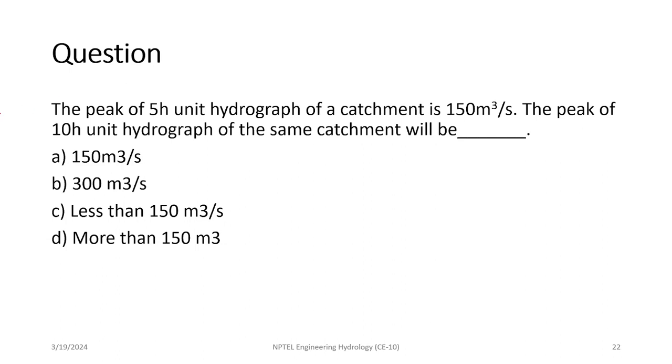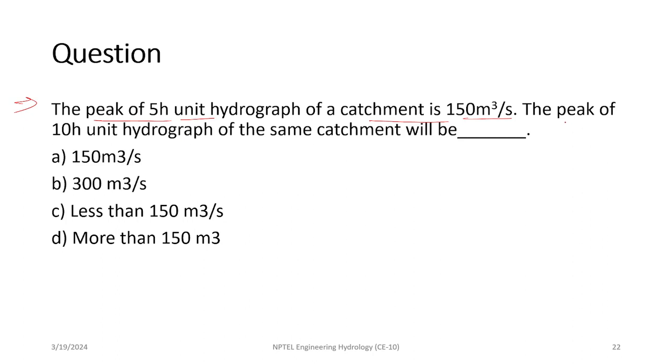The question here is about a numerical problem. I want everyone to kindly go through the problem and try to get the answer. The question here is: the peak of a 5-hour unit hydrograph of a catchment is 150 meter cube per second.